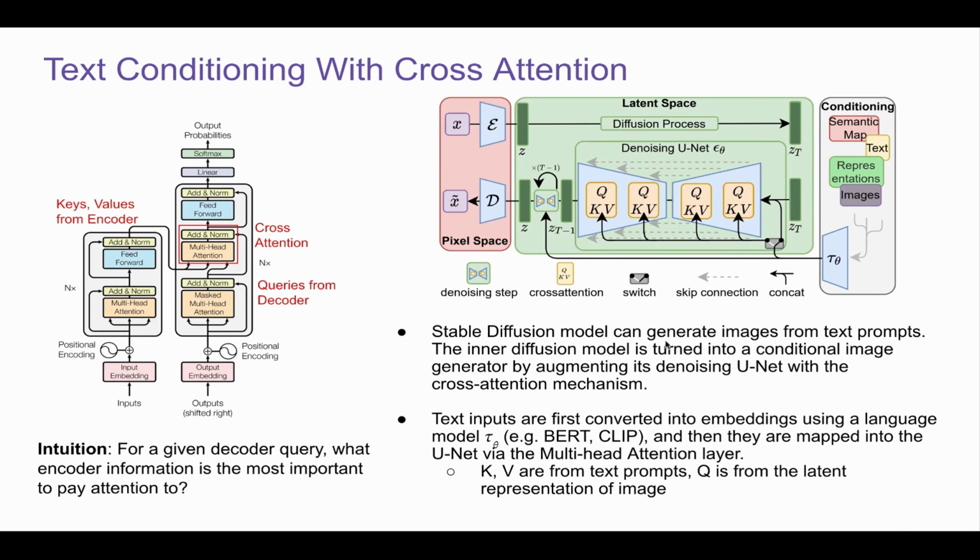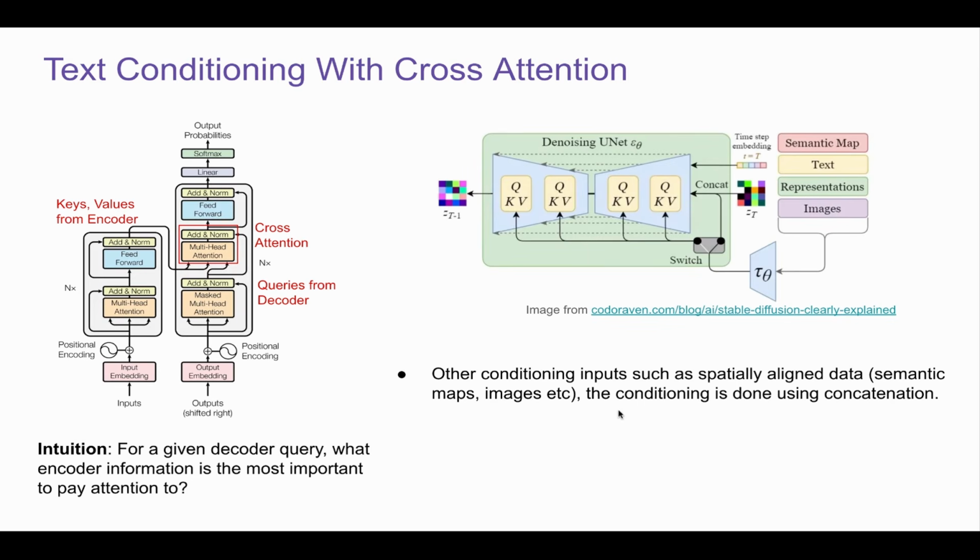So the Stable Diffusion model can generate images from text prompts. The inner diffusion model is turned into a conditional image generator by augmenting its denoising UNet with the cross-attention mechanism. Text inputs are first converted into embeddings using a language model, tau theta, right here. You can use BERT or CLIP, and then they're mapped into the UNet via the multi-head attention layer. Key and value are from text prompts. Query is from the latent representation of the image. Other than text, you can actually put in other types of data, like semantic maps and images. For those, the conditioning is done using concatenation.